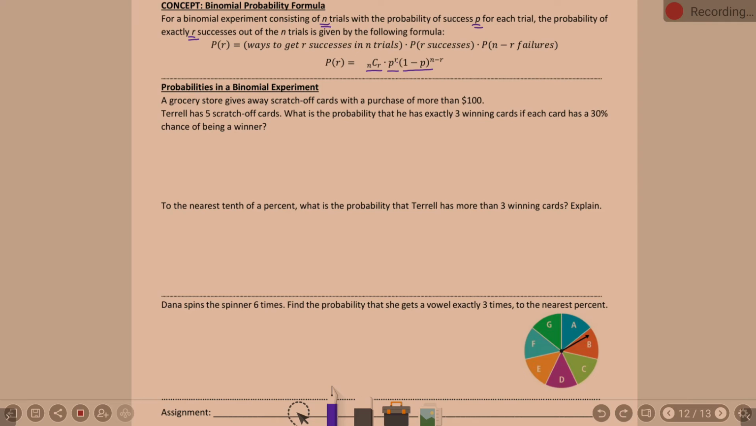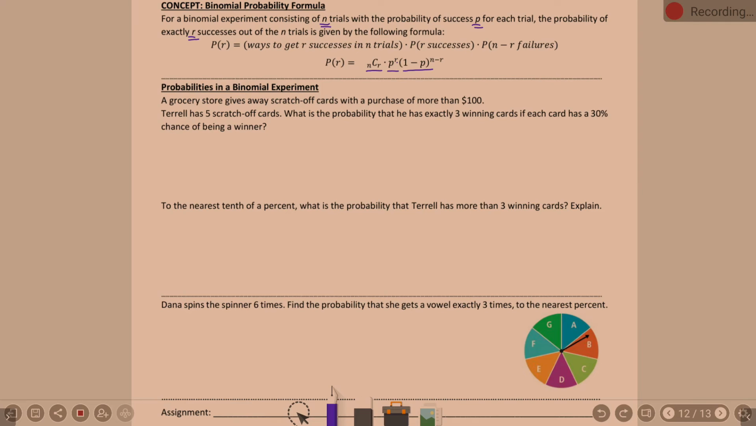A grocery store gives away scratch-off cards with a purchase of more than $100. Terrell has 5 scratch-off cards. What is the probability that he has exactly 3 winning cards if each card has a 30% chance of being a winner? Now, do a quick check. Is this a binomial experiment?